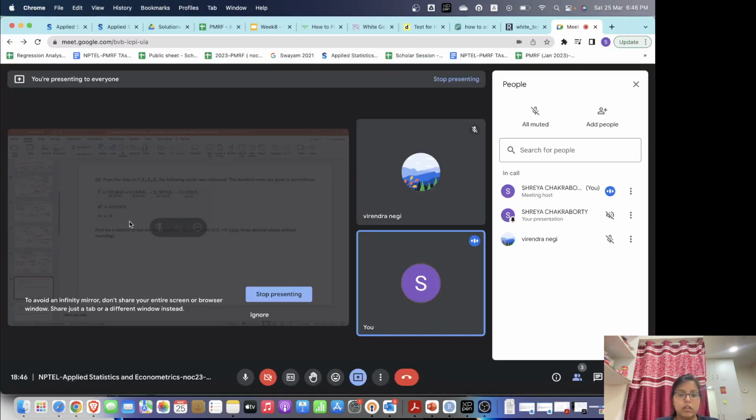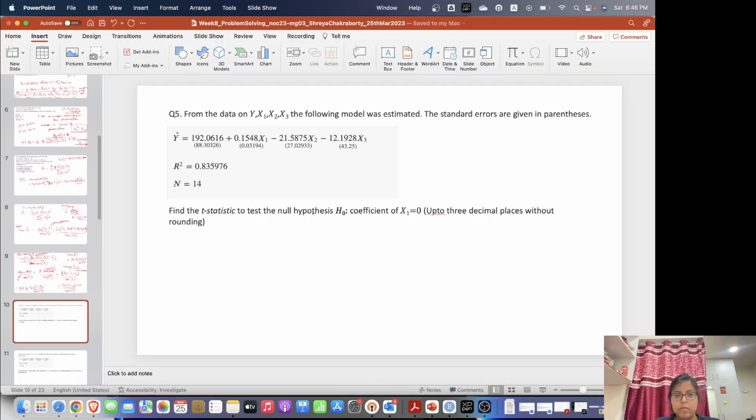Okay, so we have data on 4 variables and the following model was estimated, with standard errors given in parentheses. So this is the predicted equation. This is the R square from the model, and we have data on 14 observations.